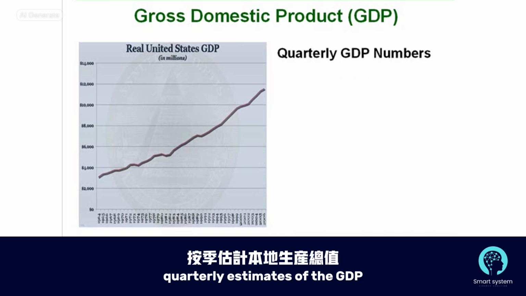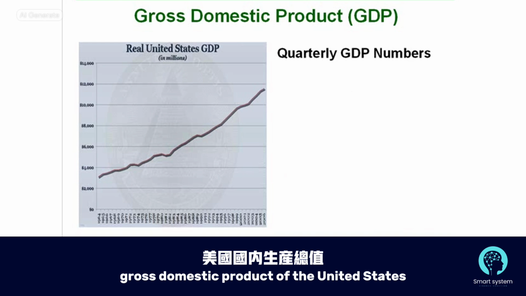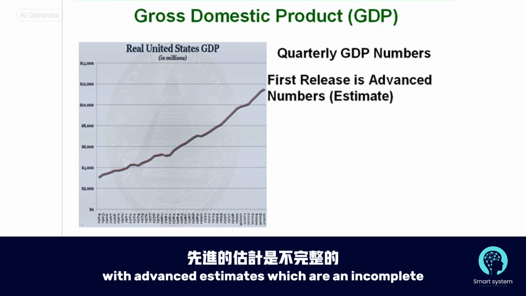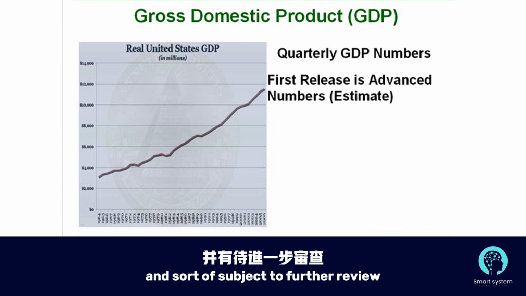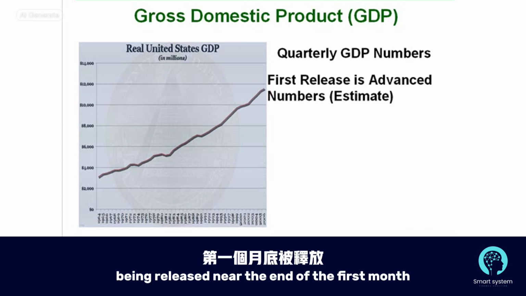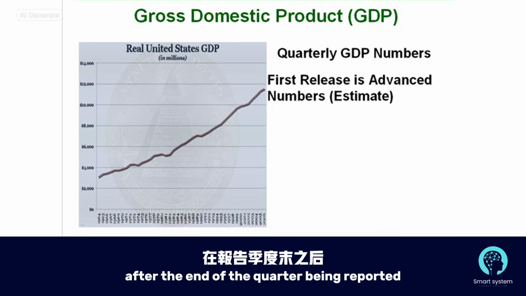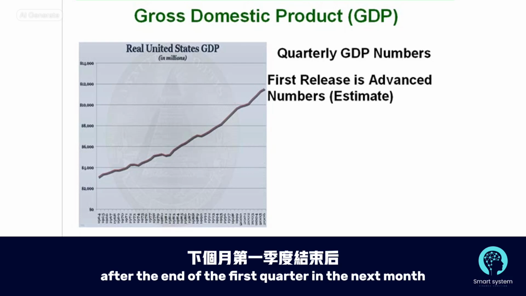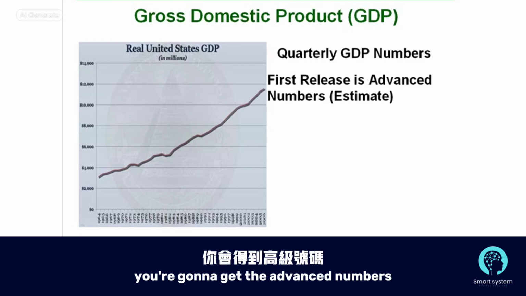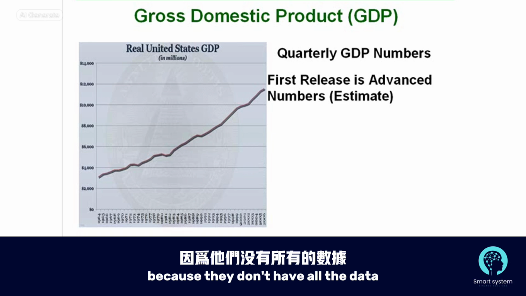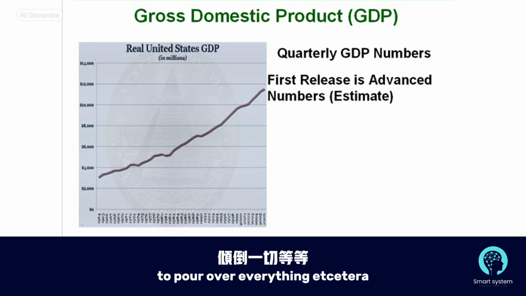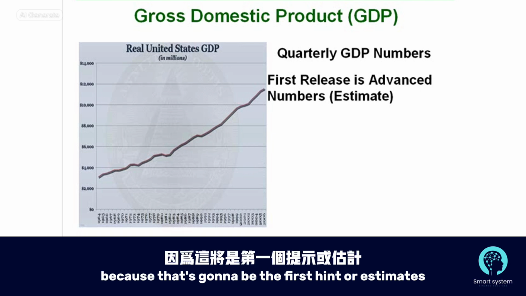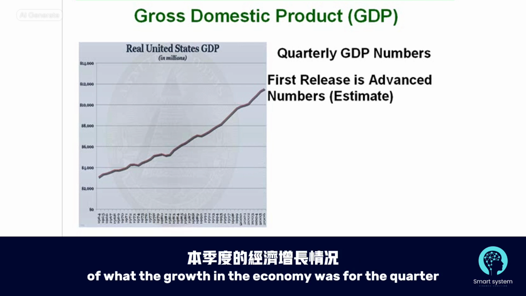Quarterly estimates of the gross domestic product of the United States are released each month, with advanced estimates, which are incomplete and subject to further review, being released near the end of the first month after the end of the quarter being reported. So let's say the first quarter. After the end of the first quarter, in the next month, you're going to get the advanced numbers, which is an estimate, because they don't have all the data and they haven't had time to pore over everything. And that number is going to be watched closely, because that's going to be the first hint or estimate of what the growth in the economy was for the quarter.